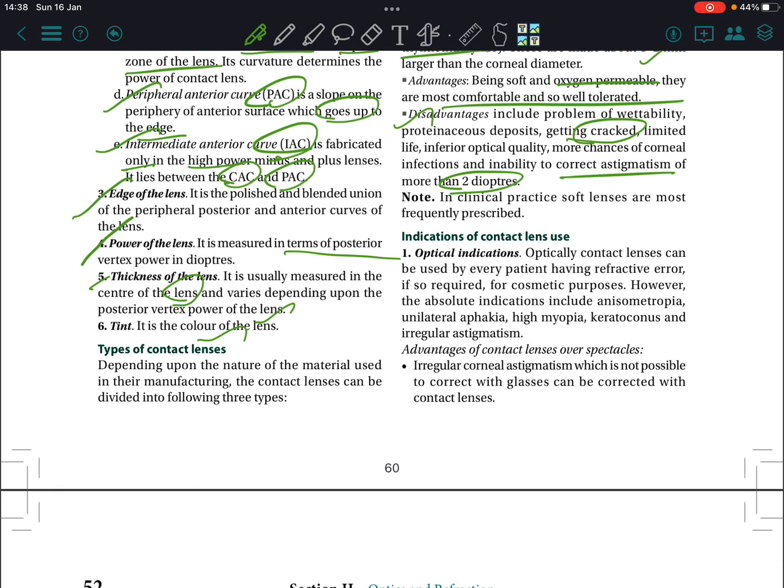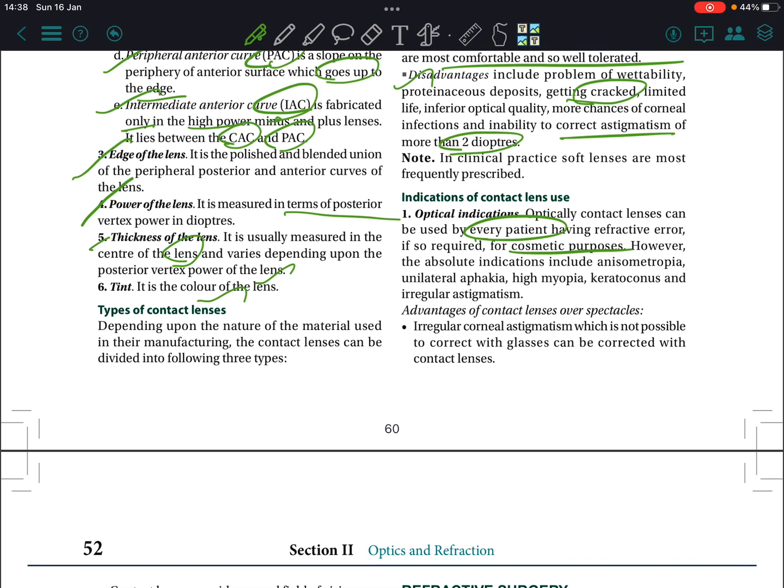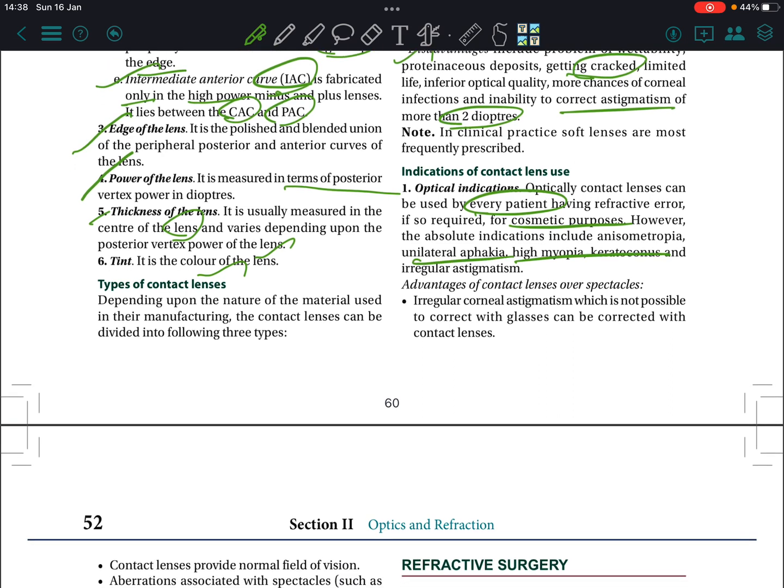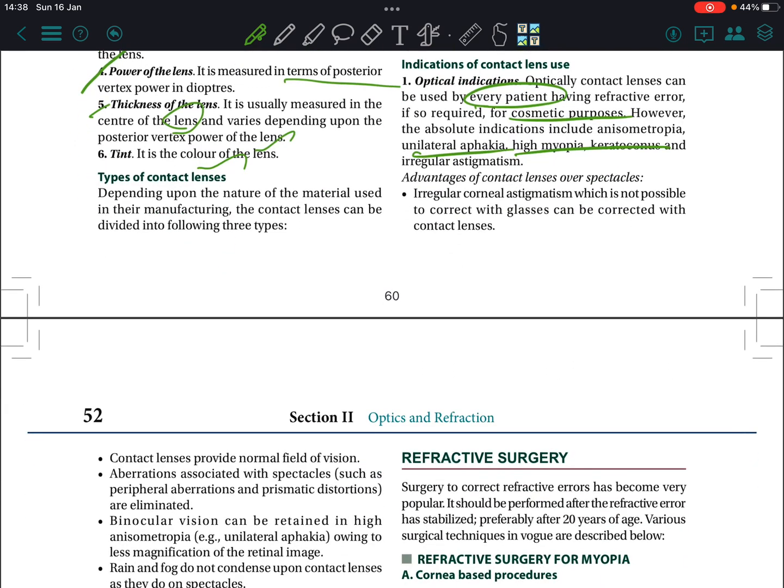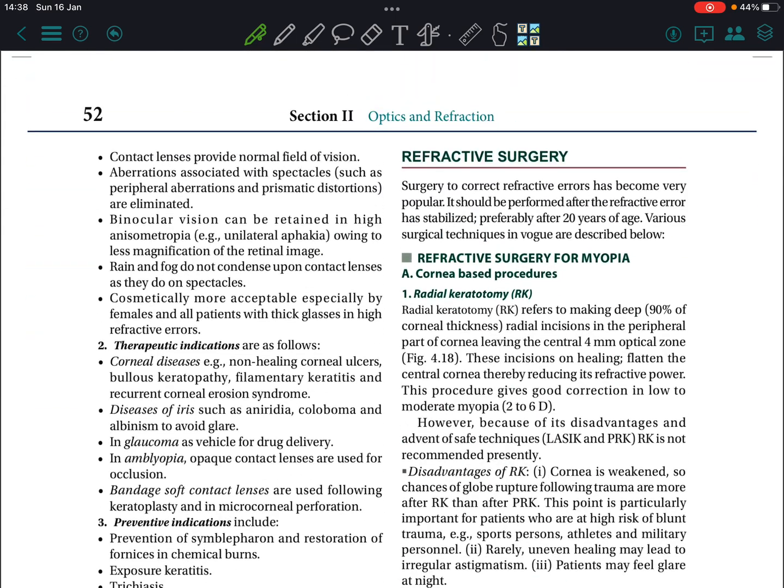Indications of contact lens use. Optical indications: an optical contact lens can be used by every patient having a refractive error, if so required, for cosmetic purposes. Keratoconus, high myopia, unilateral aphakia. Advantages of contact lenses over spectacles: irregular corneal astigmatism, which is not possible to correct with spectacles.